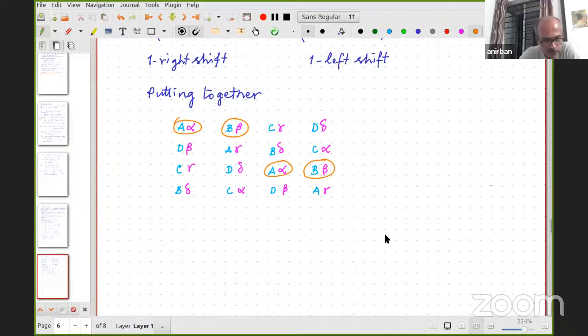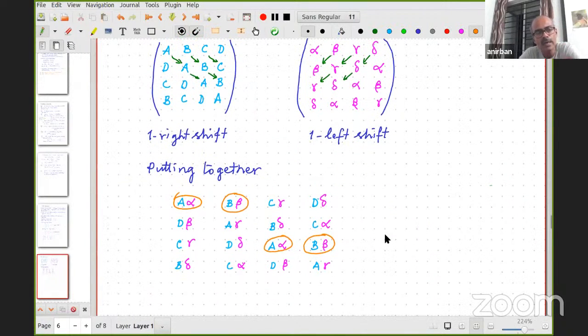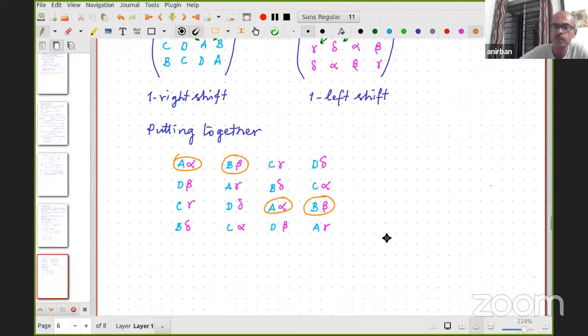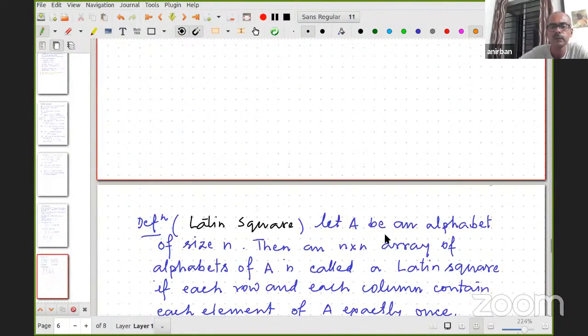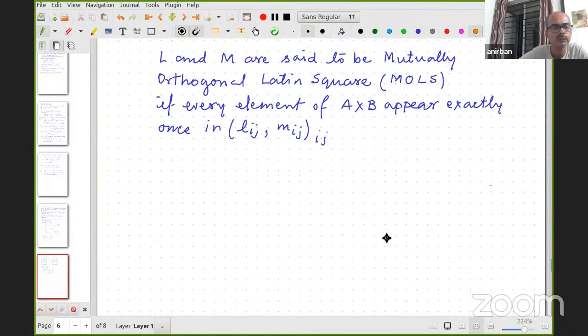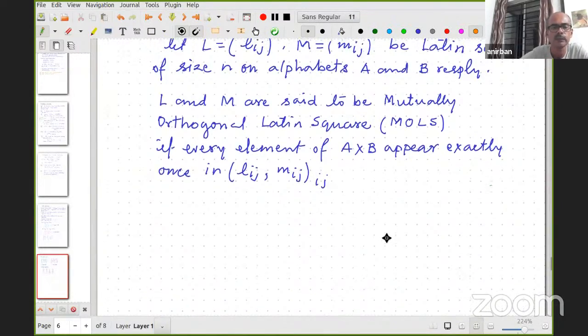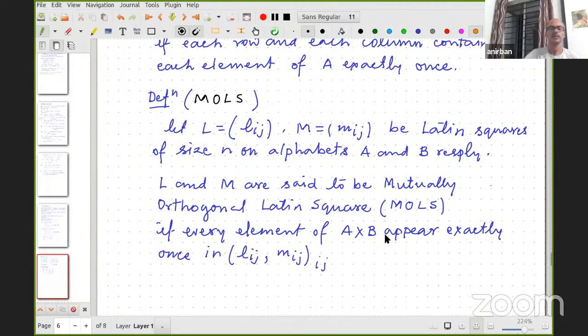And just note that Euler's problem is to find two 6 cross 6 Latin squares which are mutually orthogonal. I will explain that. So let's come to that. I will write everything after this. Because the name, mutually orthogonal Latin squares, is too long, we will abbreviate it as MOLS.